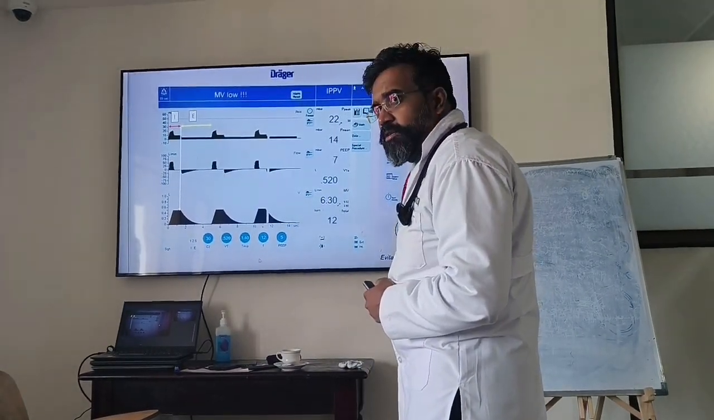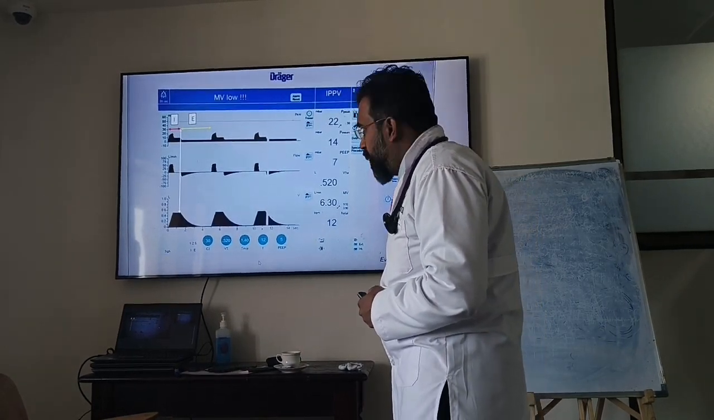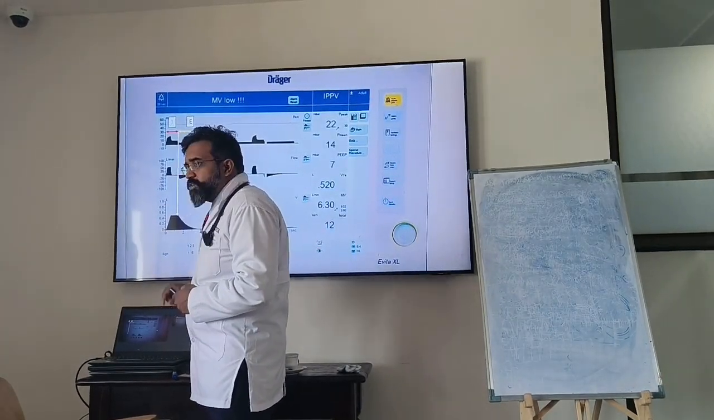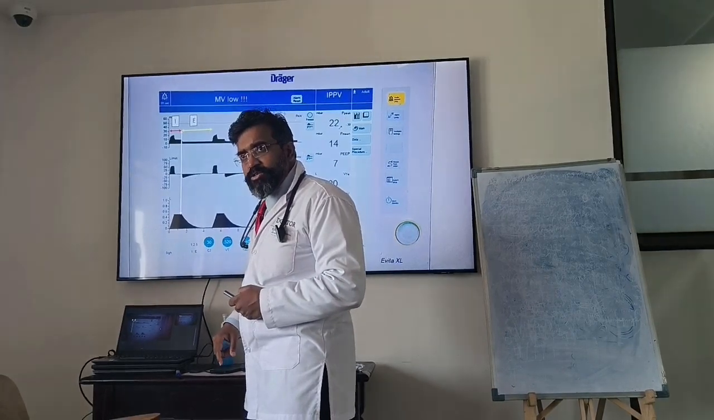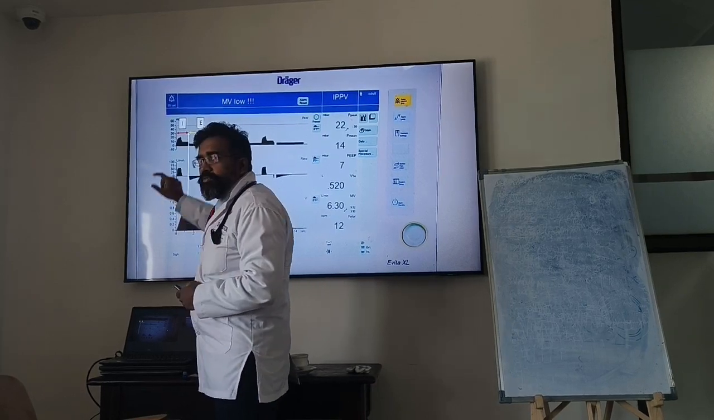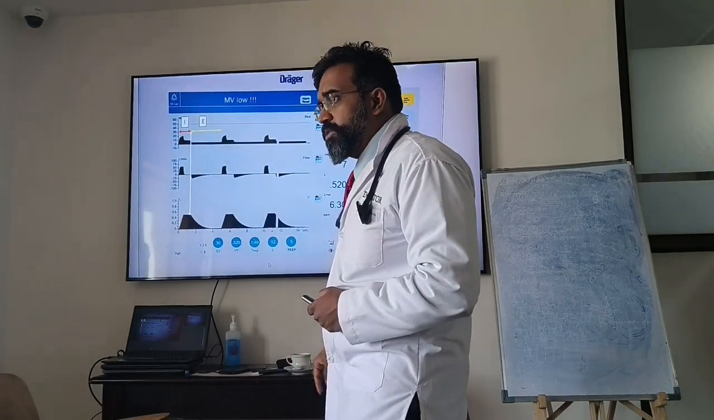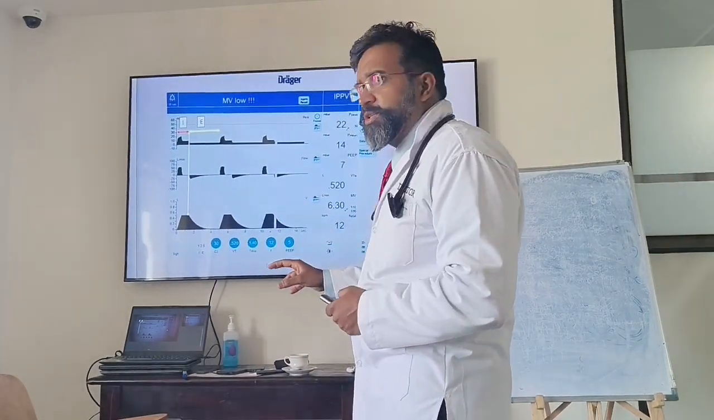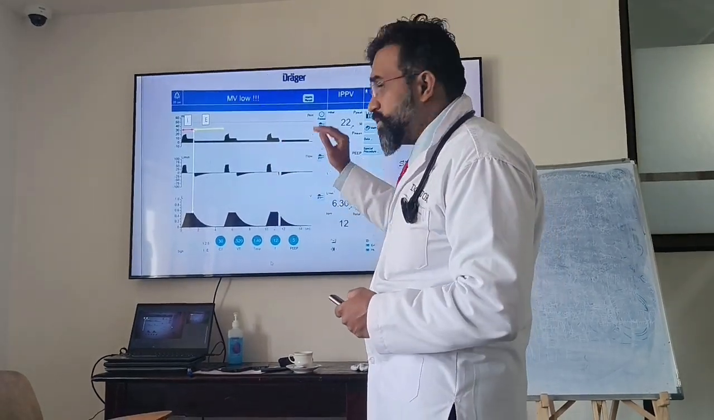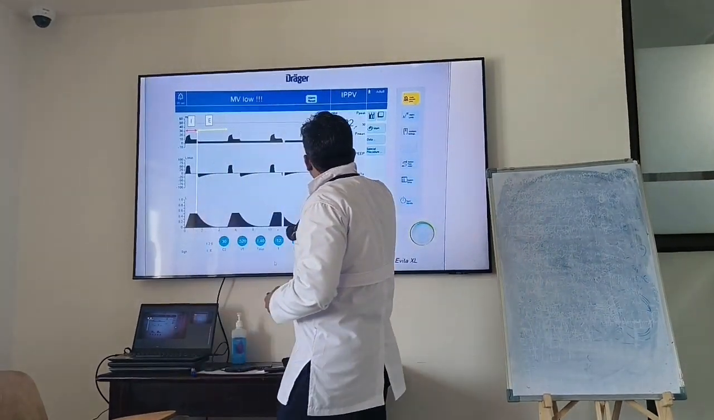Now let's look down. See that? When you drop a perpendicular from the end of inspiration, it comes here. So there is no flow here. You understand? Since there is no flow here, this is actually an inspiratory pause. Somebody has set an inspiratory pause on this ventilator. That's why you have no flow and you have that plateau pressure coming there.